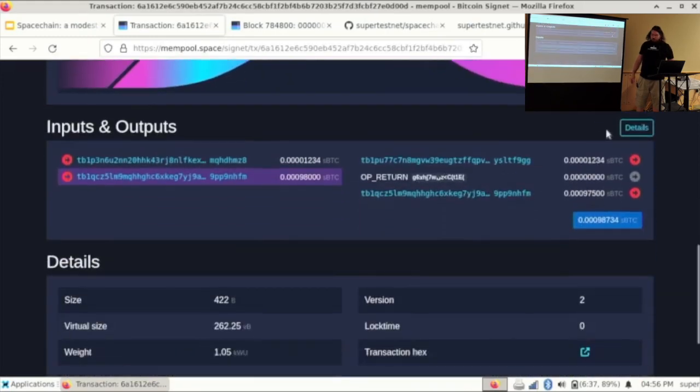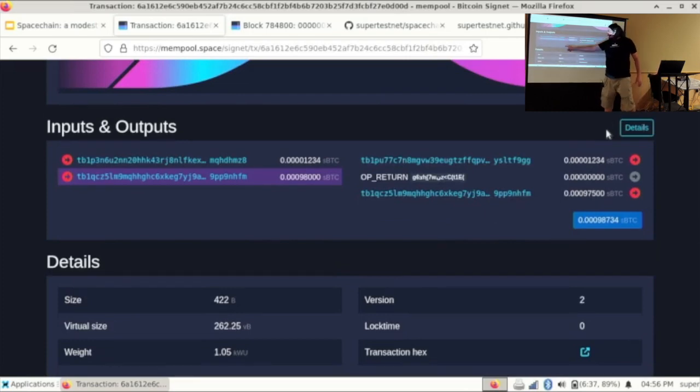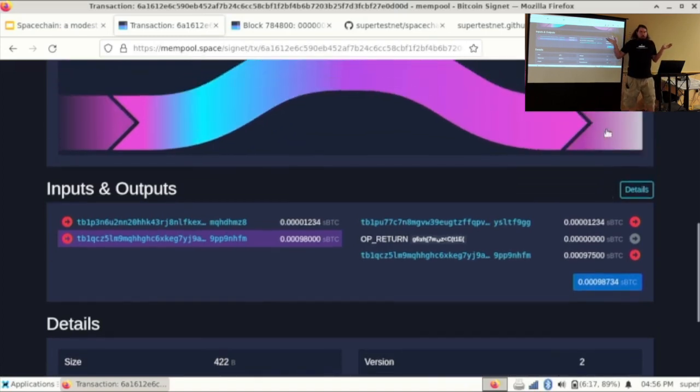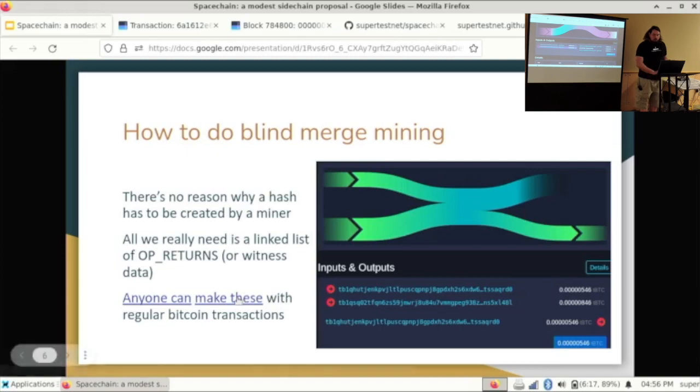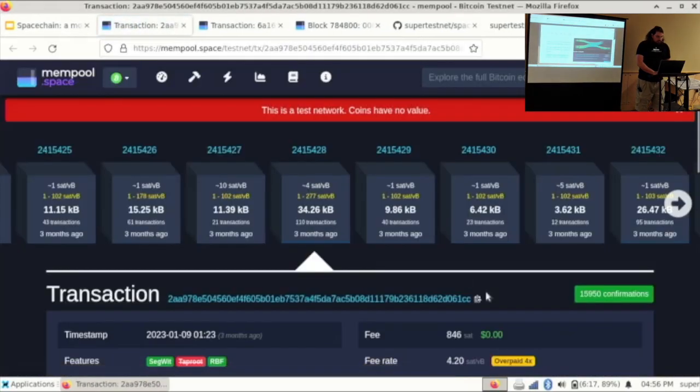And then if you do the next one, you can see he's spending money from 9NHFM into 9NHFM, and he puts an op return, it's the third block. You can create a linked list of information about what's happening on the sidechain without the need for miners to do anything special. Miners just see, here's a regular Bitcoin transaction, I'm just gonna mine it. So he does that, mine does the same thing.